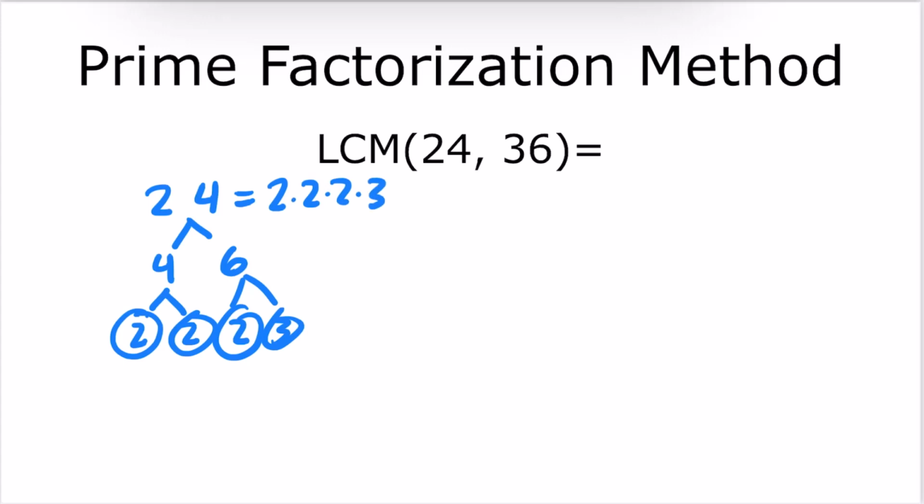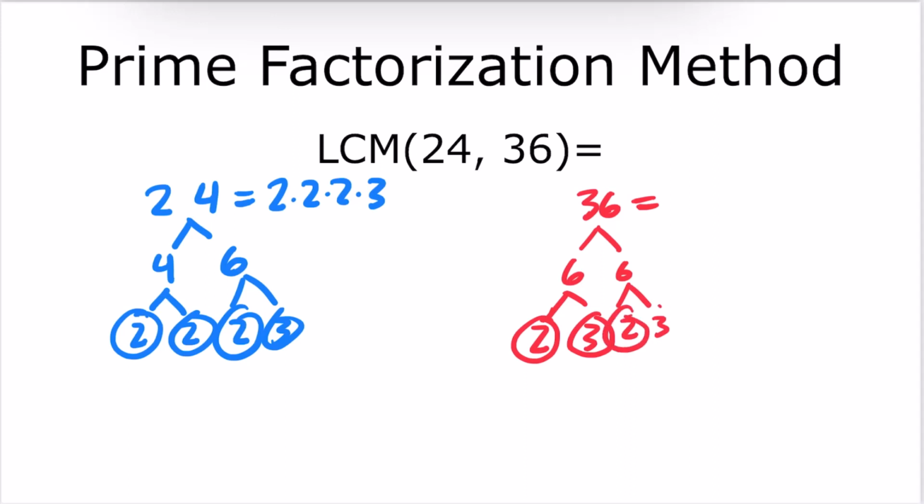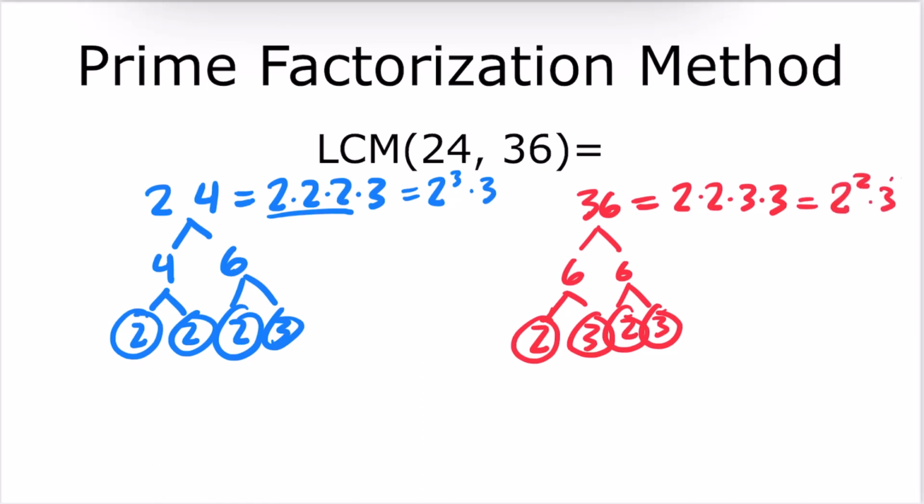And then the prime factorization of 36 is going to be 6 times 6. Neither one of those is prime, so we can break them up further, and we get 2 times 3 and 2 times 3. And so 36 is 2 times 2 times 3 times 3. You can think about 24 as being 2 cubed times 3 because you have three 2's multiplied together. And then you can think of 36 as being 2 squared times 3 squared.